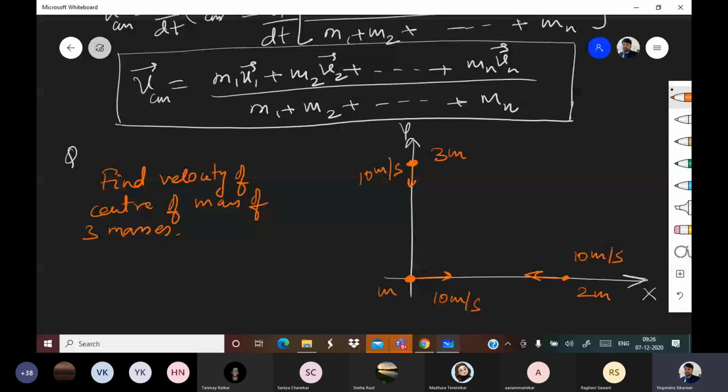Amod is saying minus 10i minus 30j. Sakshi is saying minus 10i minus 30j by 6, and Amod has changed his answer.